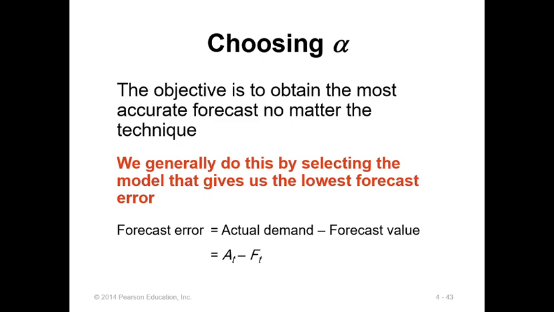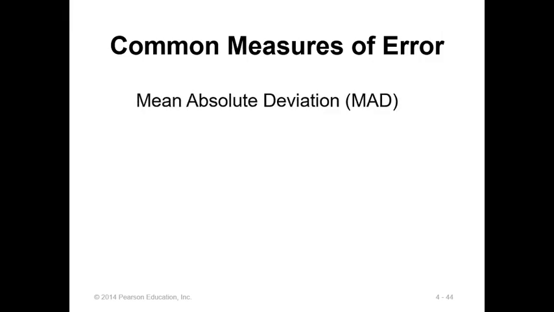For example, if I forecast my demand for next year at 80,000, and when next year comes, it was 100,000, what is the forecasting error? It's 100,000, which is the actual, minus the forecasted, which is 80,000. Then I will have 20,000 as the forecasting error. Let's see how we will measure the forecasting error in practice.